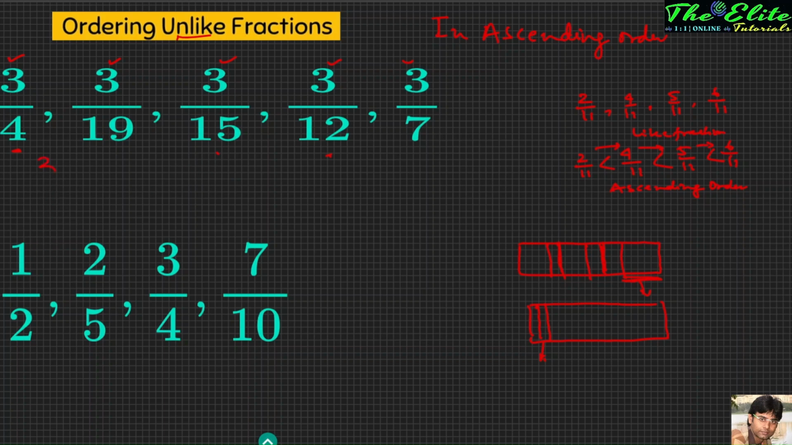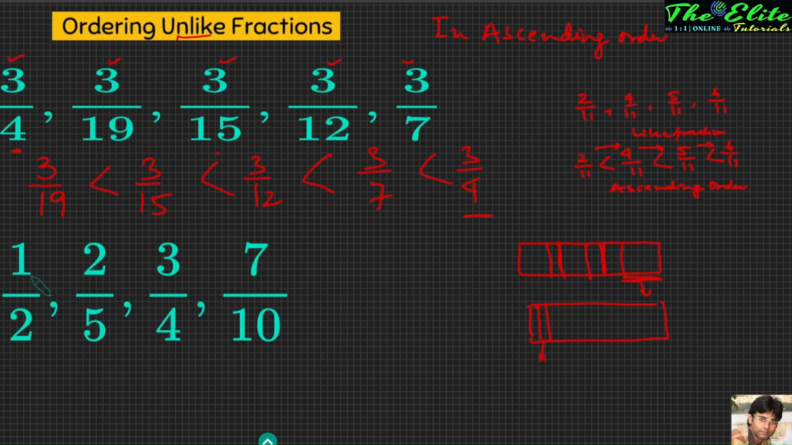So in order to write this in ascending order, you can see that 3 by 19 is going to be the lowest one. After that it is 15, so you can write 3 over 15. After that it is coming 12, so you can write 3 over 12. Likewise 3 over 7, and then finally 3 by 4. So 3 by 4 is the greatest one and 3 by 19 is the smallest one, isn't it?